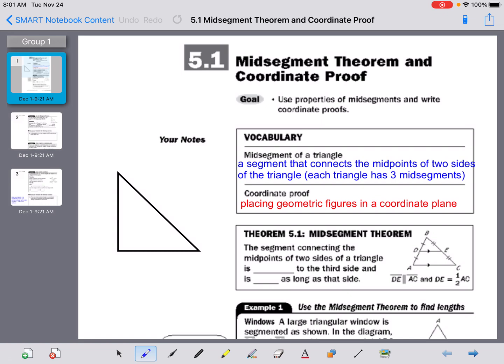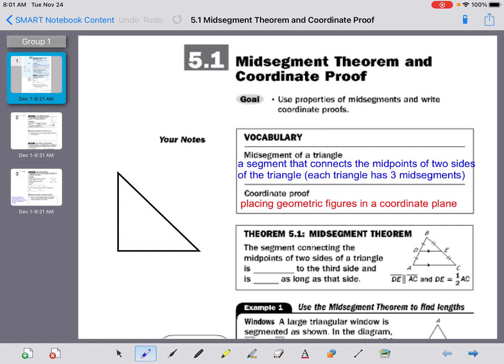It's amazing to think a triangle only has 3 sides, but the amount of information and the amount of properties that you can find out about a triangle is simply amazing, to be honest. So today we're going to talk about midsegment theorem and the coordinate proof. Midsegment is one type of a line you can draw inside of a triangle.